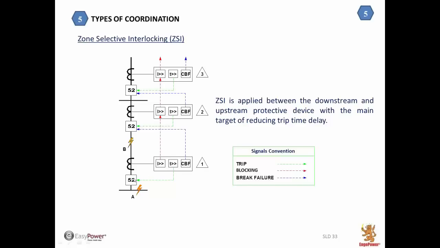If this relay trips the breaker, and after a time the relay is still seeing current, it means that this breaker did not open. So the blocking is removed, and the breaker failure will also send a trip signal to the upstream breaker. And also the relay that had already counted the time will trip again.